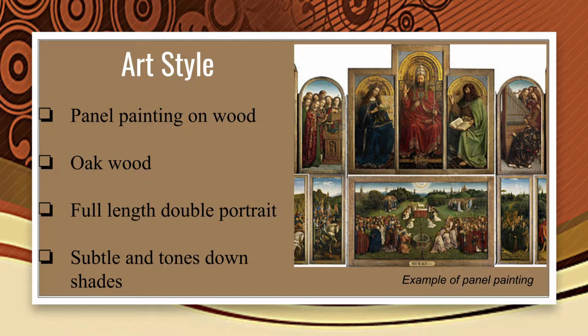Panel painting is when the artist paints the artwork on a piece of wood, or on several, where it goes together to form a more complete work. However, in this case, it was a single oak panel. The painting itself is a full-length double portrait showing the full bodies of the two figures.